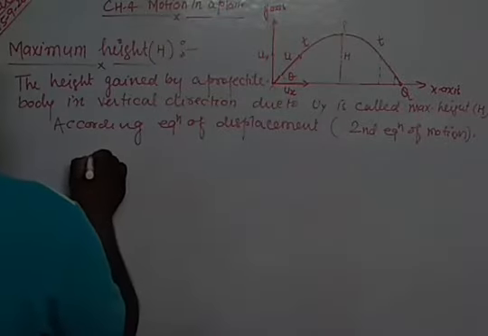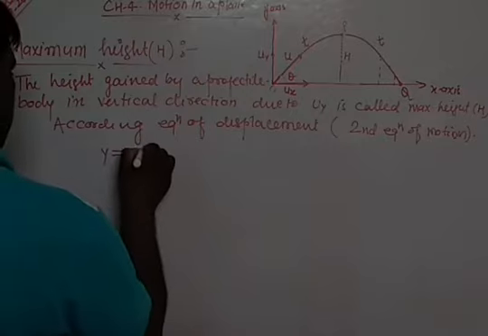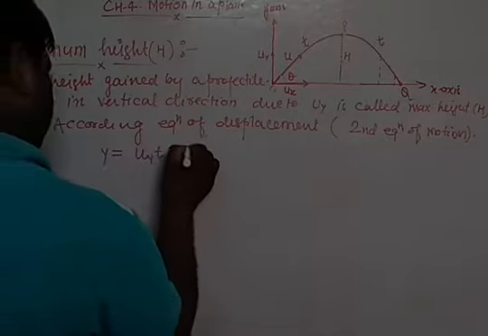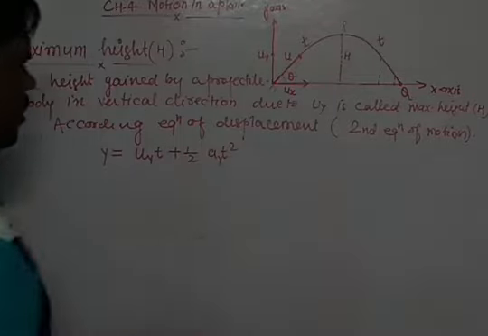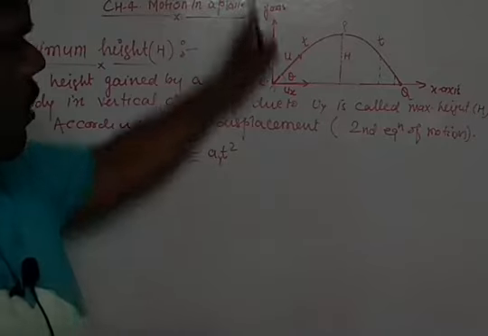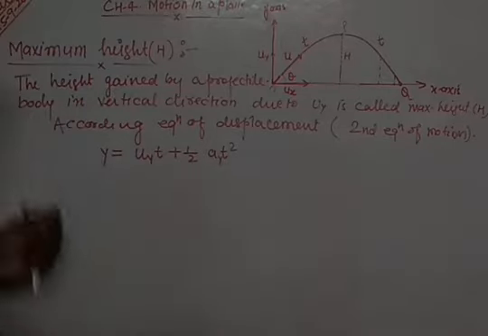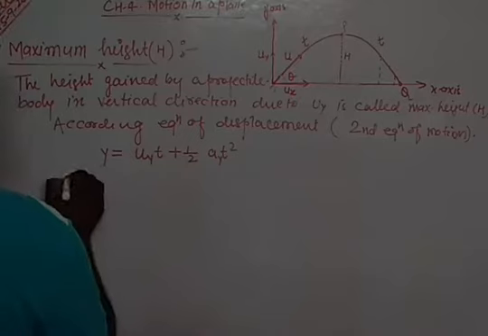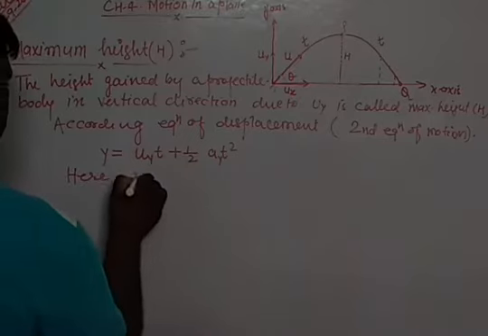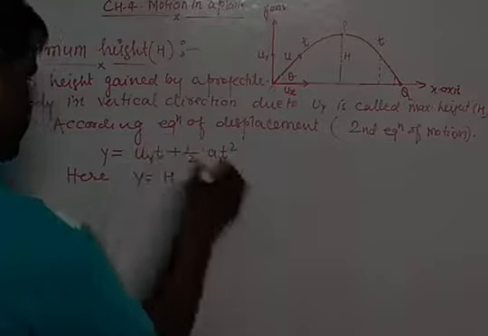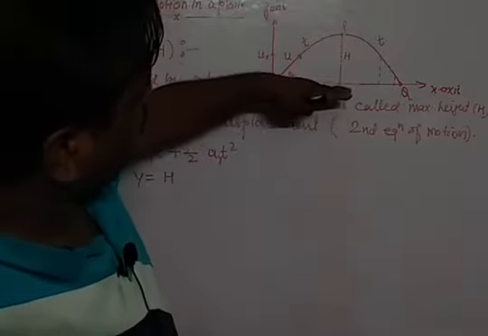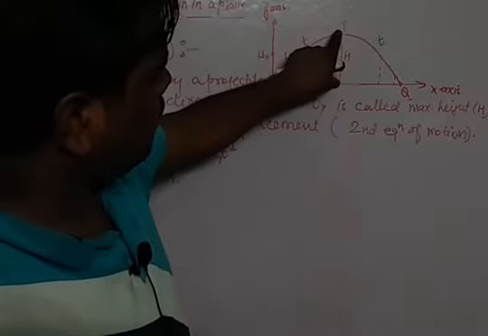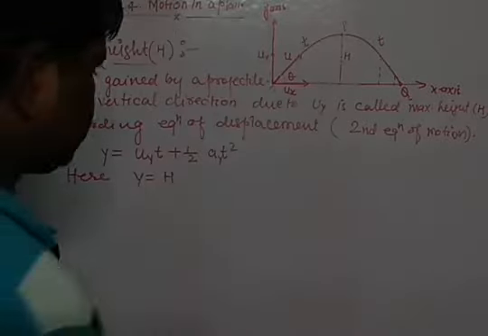What is it? See, y is equal to ut plus half at square. Here a is the acceleration due to gravity along the y axis. Very good. Here y can be replaced by h. Y is the vertical displacement along the vertical axis, that is h. This is the maximum displacement.